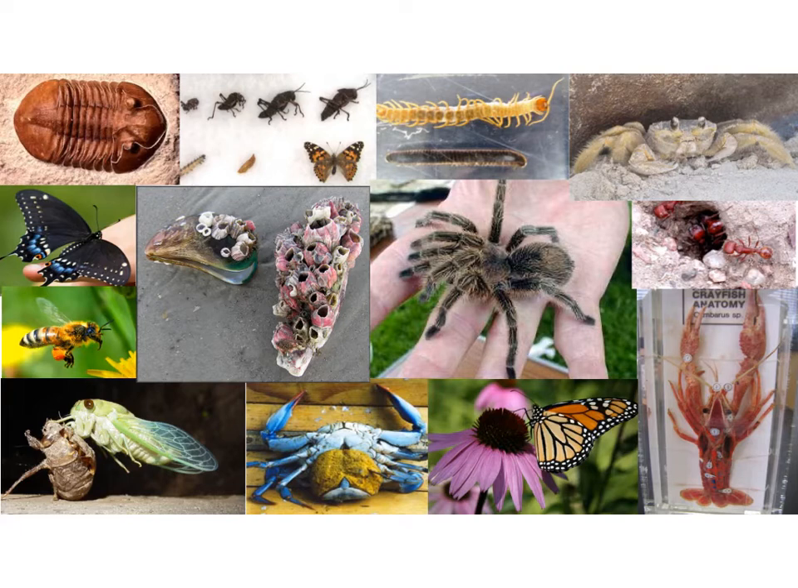Okay, the next phylum, the arthropods. Arthropods, huge group, most successful phylum of organisms on Earth. And we have lots and lots of different examples here. This first one is a trilobite. This is actually a fossil form. They no longer live on the Earth. Here you have some insects right here. Here you have a millipede and a centipede.